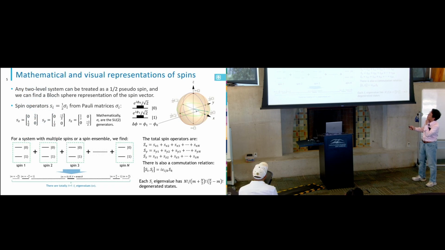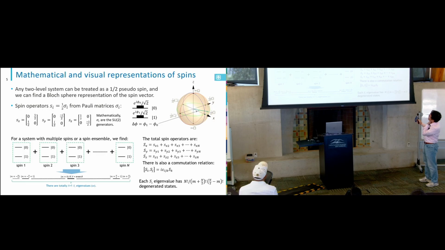And just a quick review again of what Chad talked about this morning. If you have a 2-level system, we can map this 2-level system to a Bloch sphere, and this is what we usually call the pseudo spin. It's just a vector pointing on this 4-pi surface of the Bloch sphere.